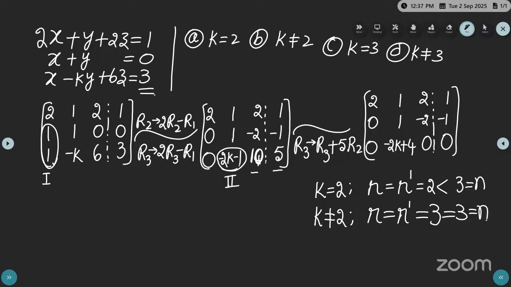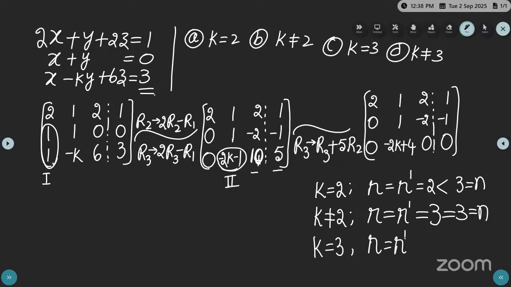Next one. If k equal to 3, what can you say? Substitute k equal to 3. Again, rank of coefficient matrix equals rank of augmented matrix.